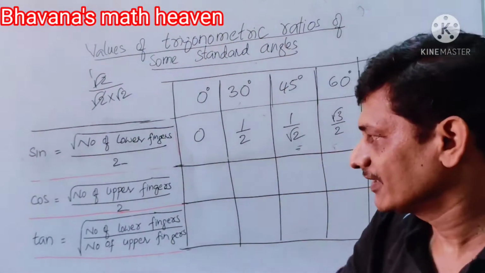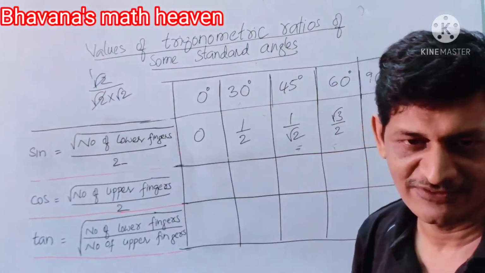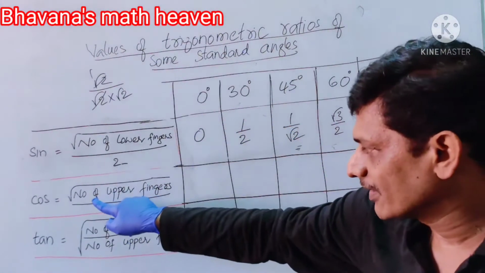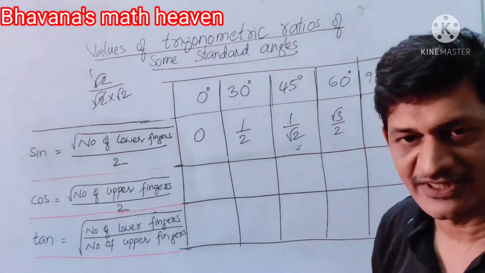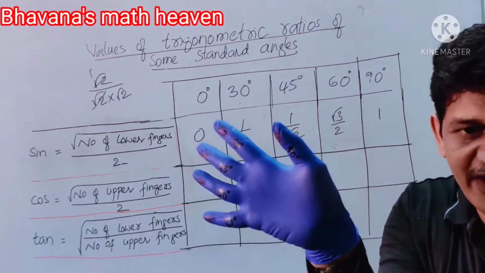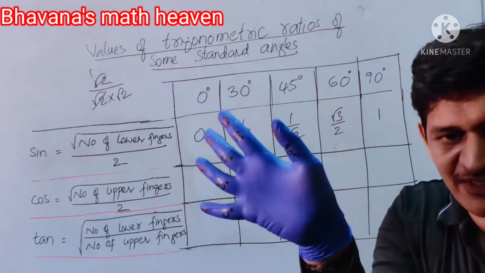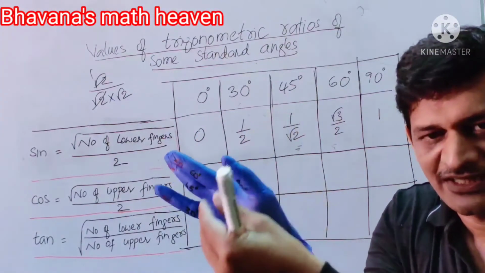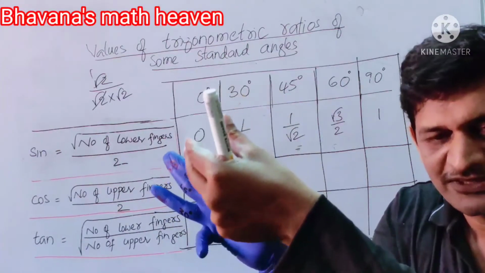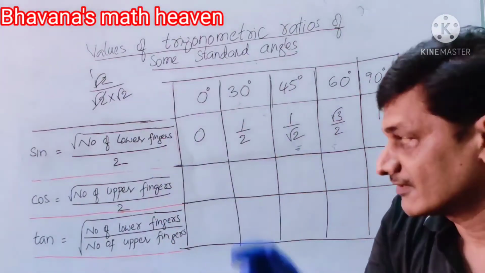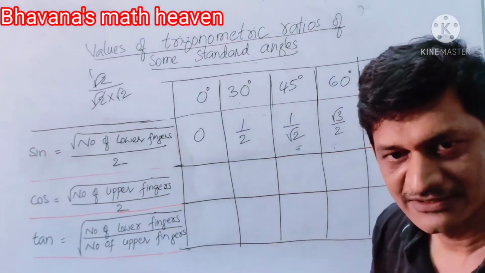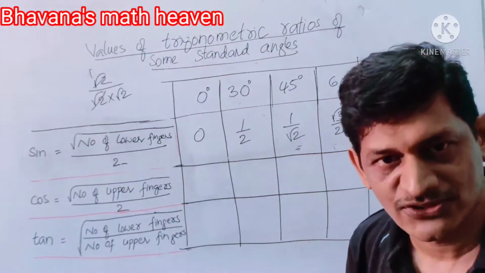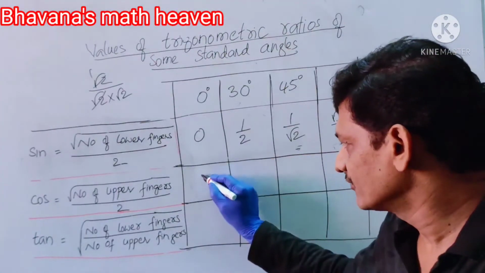Now in the same way, to find the cos values, once again open your palm, and the formula is number of upper fingers by 2. To find 0 degrees, first of all fold your little finger, and how many fingers are there upwards of this little finger? 4 fingers are there. So substitute 4 here, root 4 by 2, root 4 value is 2, 2 by 2 is 1.